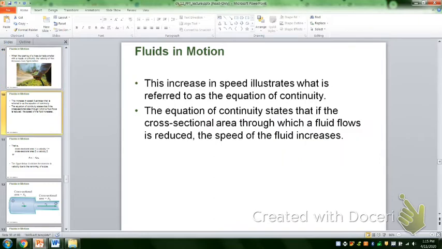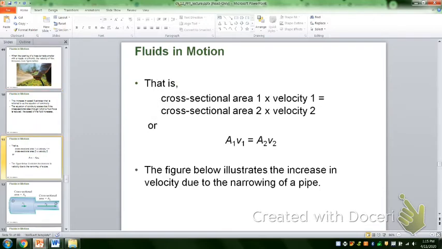So notice it says the increase in speed illustrates what is referred to as the equation of continuity, which we'll see on the next slide. The equation of continuity states that if the cross-sectional area through which a fluid flows is reduced, then the speed of the fluid increases. And so here is that formula. It's known as the fluid continuity proportion or formula, but it says area 1 times velocity 1 equals area 2 times velocity 2. And so you really need to see the next slide, the picture, to get what that means.